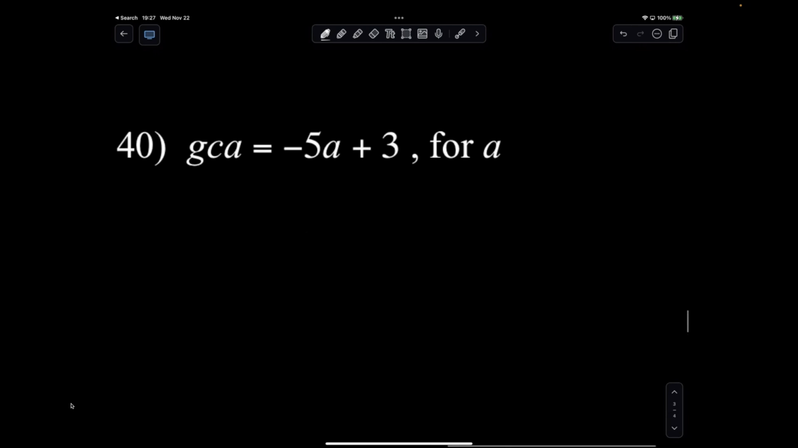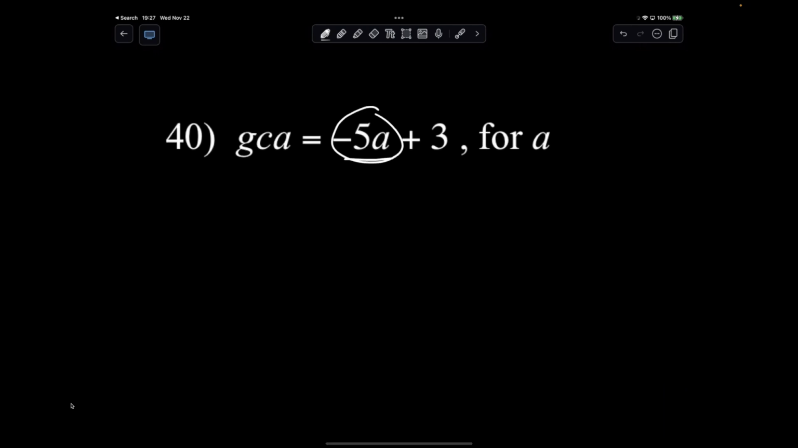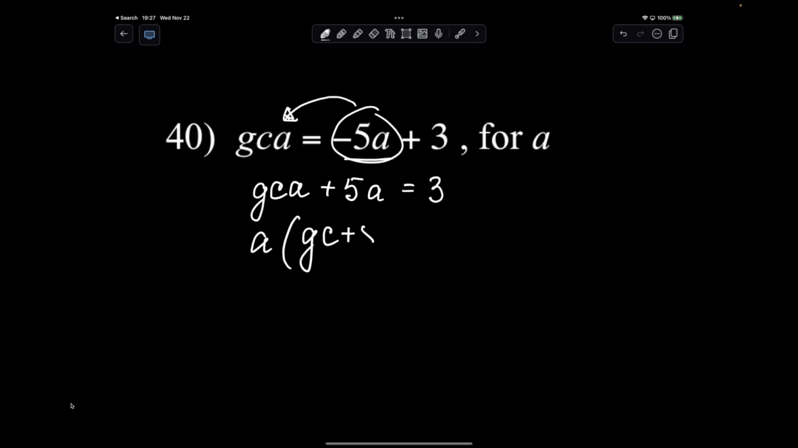And the last one for today, we are after a. I'm going to grab this, put it with a plus. So it's going to be gca plus 5a equals 3. Factor out a. gc plus 5 equals 3, from where a is a ratio of 3 to gc plus 5.